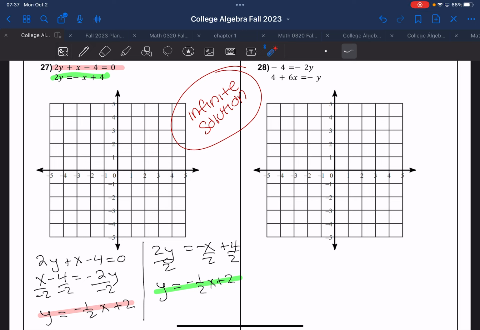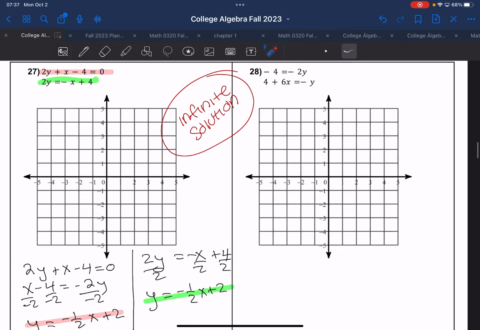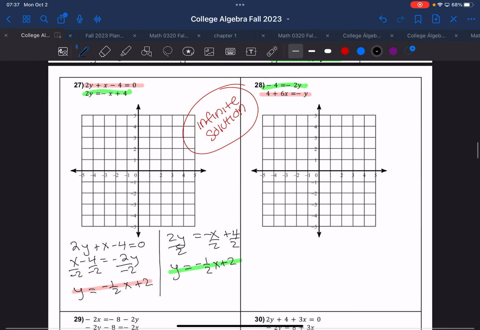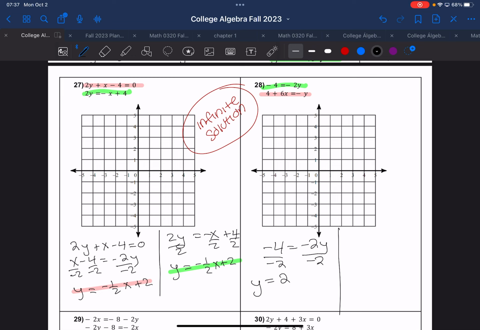Let's go ahead and look at 28. Our first step is still to get y by itself. So I have -4 equals -2y. What would I have to do to get y by itself? Divide by -2, and I get y is equal to +2. That tells us what? Horizontal line at what point? 2. Horizontal at 0, 2, right? Because I need a point.